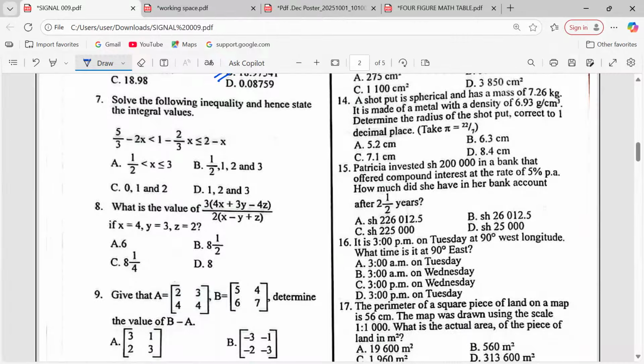Solve the following inequality and hence state the integral values. All right, so we can see a chain of what we're calling an inequality here. We're supposed to arrange it such that we extract 2 simple statements. So the first statement, let me rewrite it so that I may guide you through very well. First writing 5/3 minus 2x.